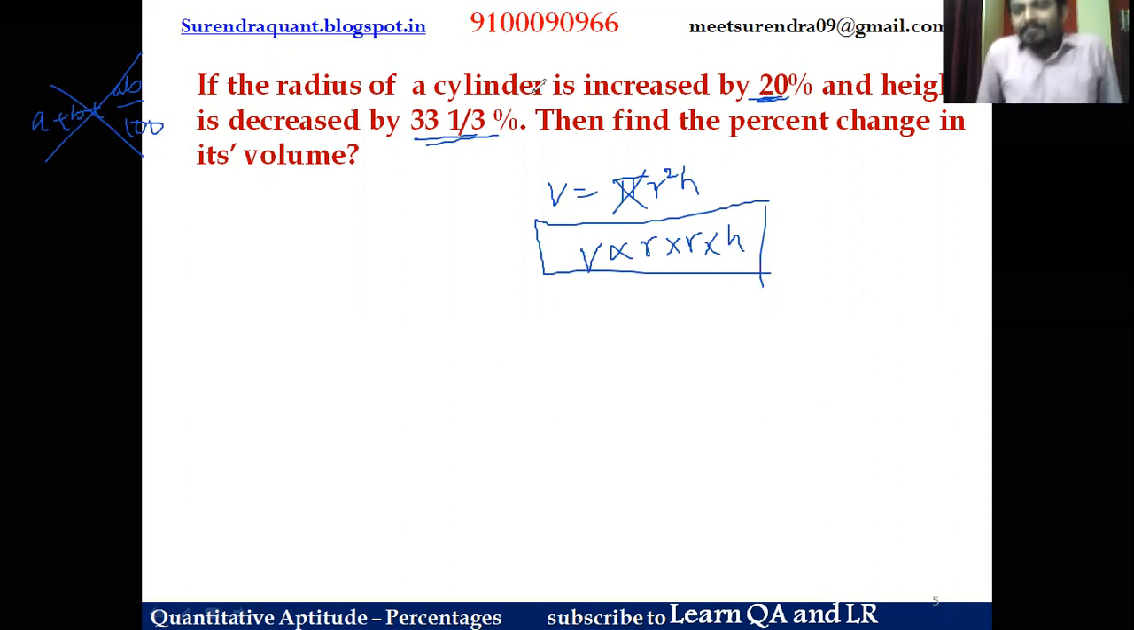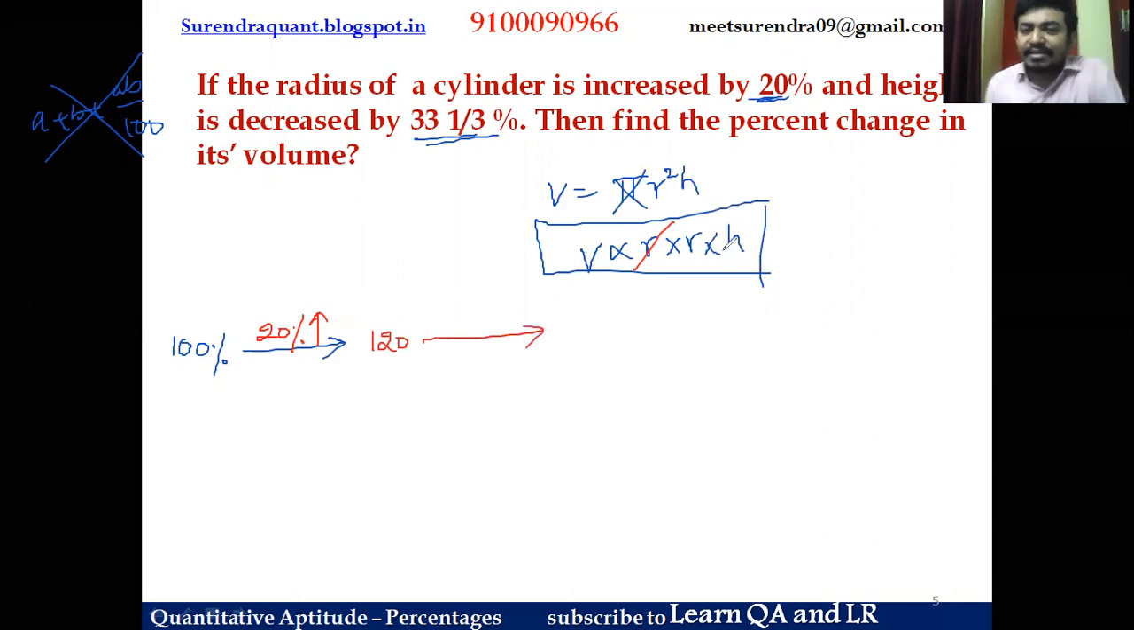So let us go for successive percentages and then the formula. We have multiplying factors as well. If I say the initial volume is 100%, friends. Now radius increases by 20%. So what is the new volume after the first radius increases? 120%. But there is a second radius in the formula. Again 20% increase. What is 10% of 120? 12. 20% is double, 24. If 24 increases, this becomes 144%.